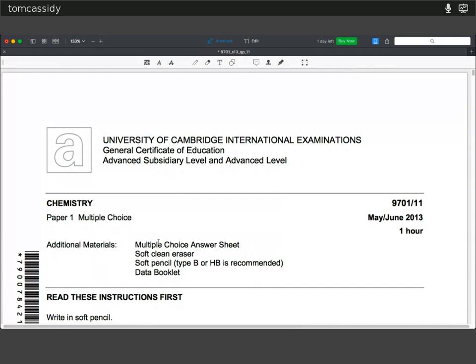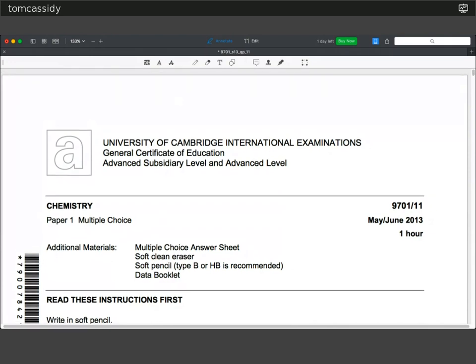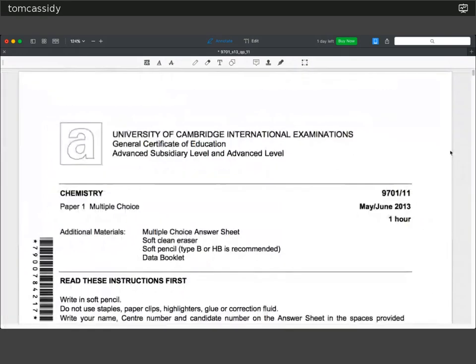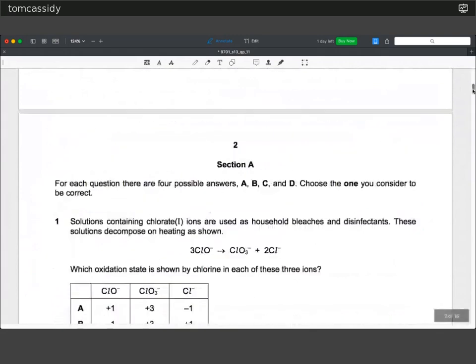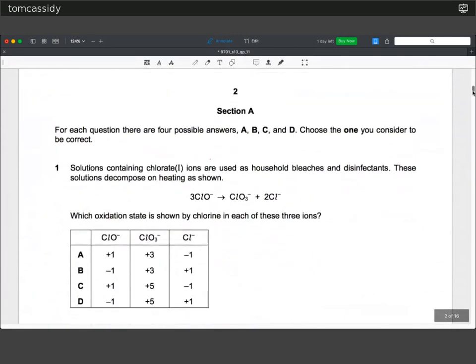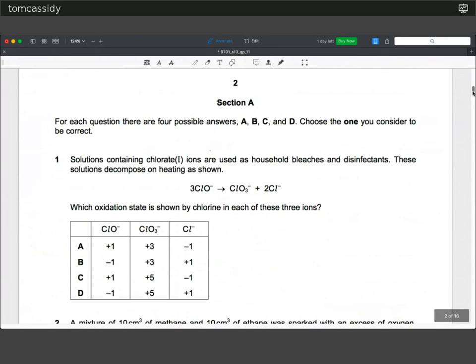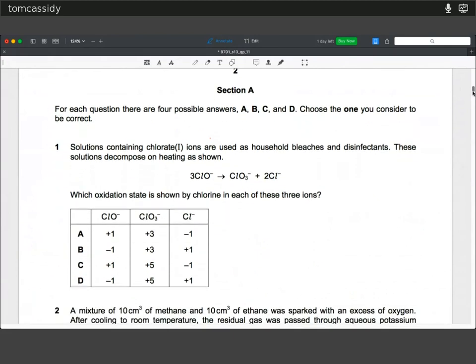All right, so this is CIE Chemistry, the AS paper, paper 1, that's the multiple choice, from 2013. All right, so question 1, easy one to start with. It's just asking for the oxidation state for chlorine.